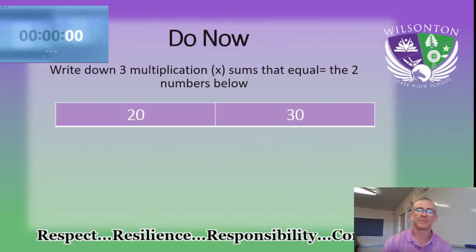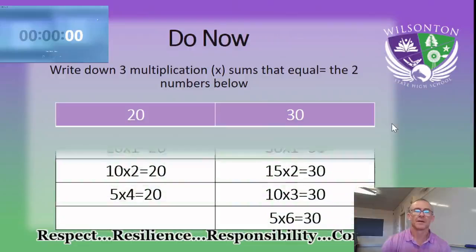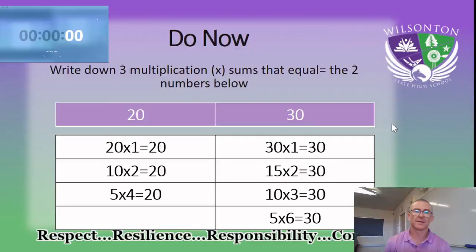Okay, we're done. That's 1 minute. How did you go? Did you get any of these? So there we go. There's 3 multiplication sums that equal 20. And with 30, there's actually 4 that you can do. So how'd you go? Hope you got all them.